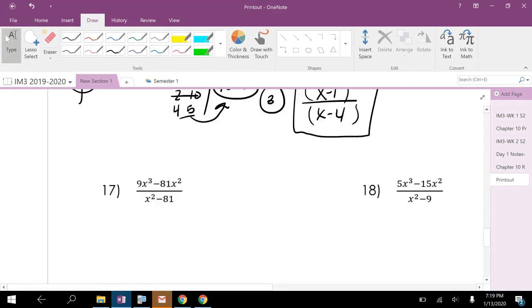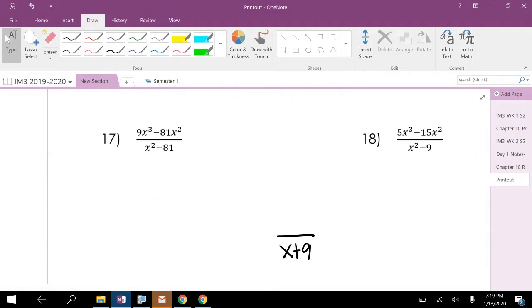Okay, 2 more. This one. When we look at number 17, again, all of these go together. So 17 and 18 will be exactly the same. Okay, this one's a GCF problem. The greatest common factor here, 9 is the number that goes into both 9 and 81.